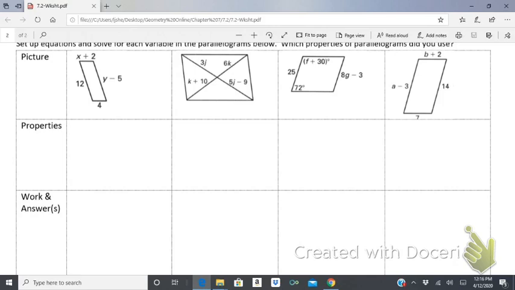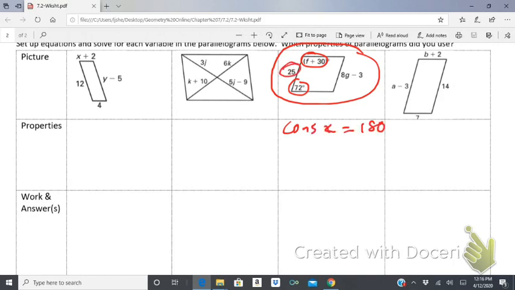How about number 3? Because this one looks like it could be a little bit more challenging, because this right here has angles and it has sides on it, so we'll do both of them. Okay, so the 2 properties I see: I have an angle here and an angle here, those are consecutive. So one of the properties is that consecutive angles equal 180, and then the other thing I have are these sides here, so I'm also going to use the property that opposite sides are congruent to each other. I'm going to use that information to help me figure out how to set up an equation.